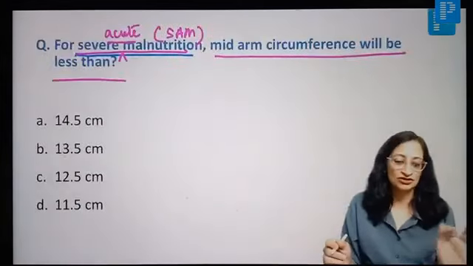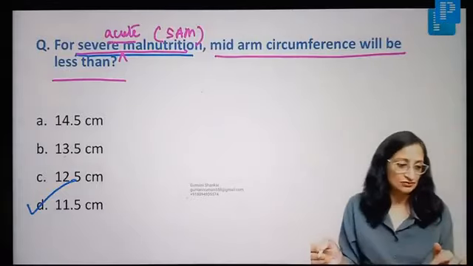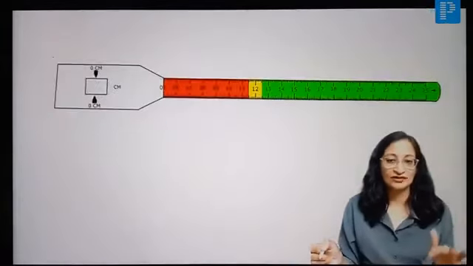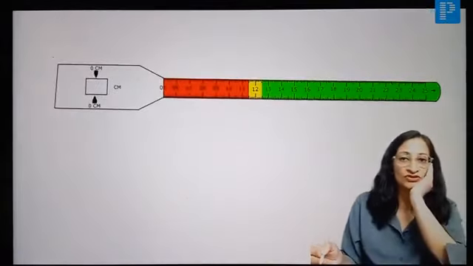Coming back to our question then. So SAM, the mid-arm circumference will be less than 11.5 centimeters, right? What is this? Yes, anyone? What is this and what is it used to measure?